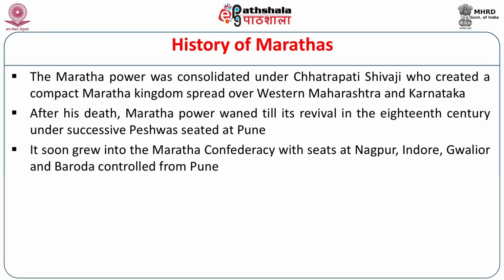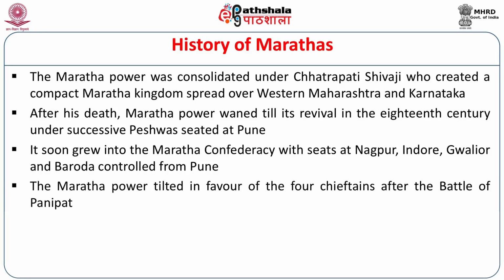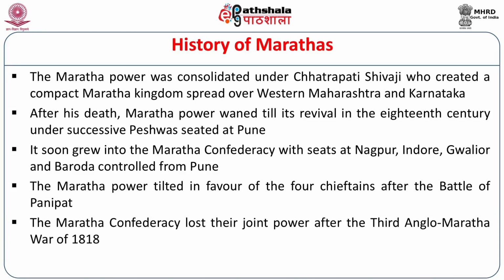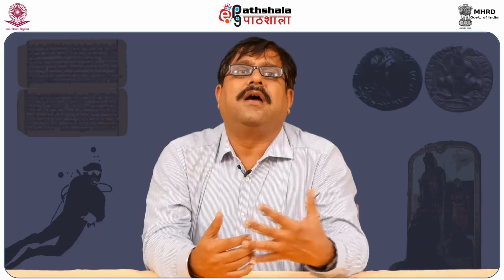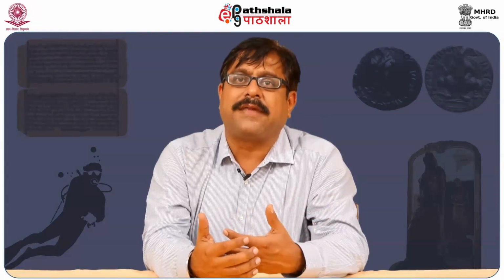But in 1761, after the third battle of Panipat, the Maratha power tilted in the favor of the local four chieftains of Nagpur, Indore, Gwalior and Baroda, with a nominal Peshwa at Pune and a very nominal Chhatrapati seated at Satara. The Maratha Confederacy lost its joint power after the Third Anglo-Maratha War of 1818, and as I have already explained, post this period we find that there were a lot of Maratha princely states which survived, but that is not the subject of the discussion today.